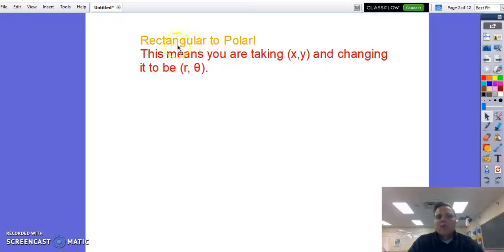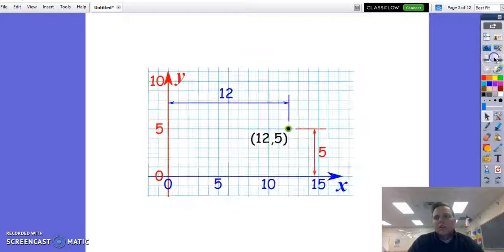So the first thing we're going to do is change rectangular points to polar points. This means you're going to take an x and a y, a Cartesian point, x comma y, and change it to being an r comma theta. Okay? So let's take a step back real fast and think about what it means to be a Cartesian point, an x comma y.